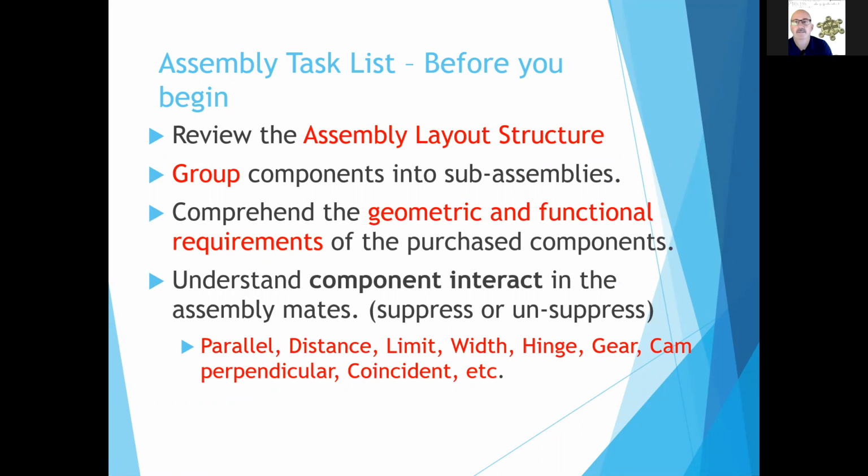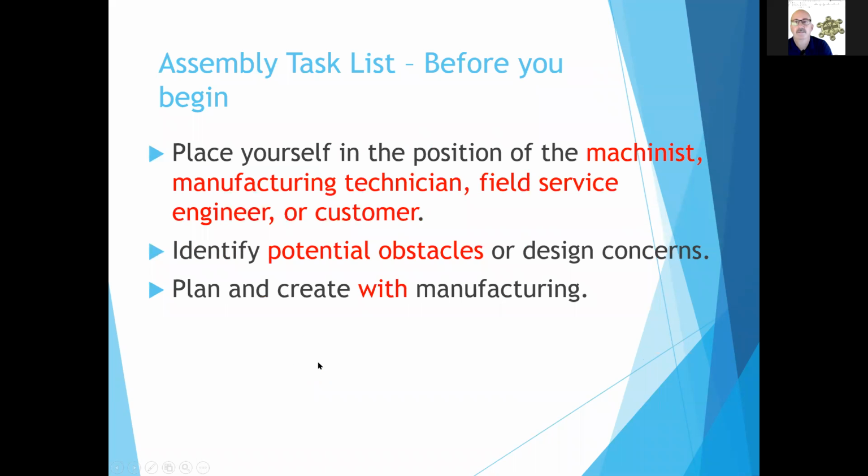We bring in these different components and then we apply these different mates like parallel, distance, limit, width, hinge, gears, cams, coincidence, perpendicular. It does everything. If we go back in time and look at the way cars and other things were manufactured before parametric modeling, they were a lot simpler. With parametric modeling, we can simulate all the movement of these different machines and mechanical devices.